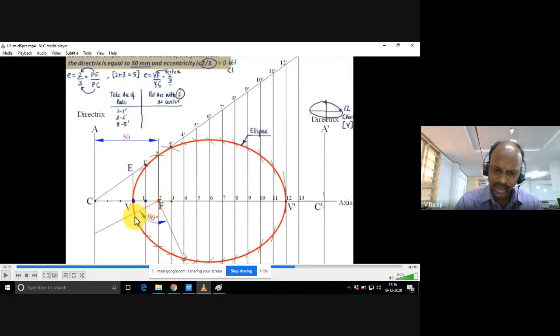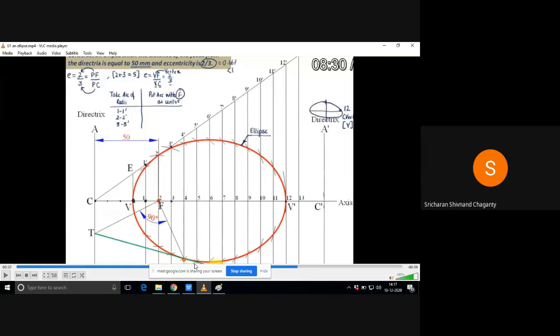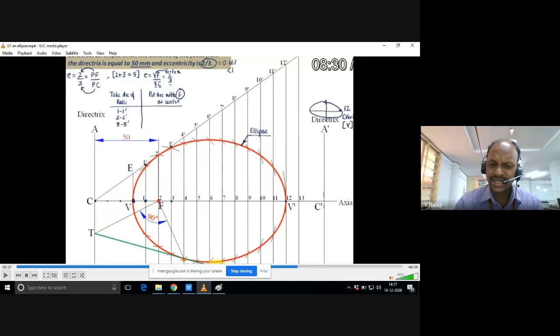Now, this is the first line. After selecting a point on the curve, I have joined it to the focus. To that line, I have drawn a perpendicular line which is intersecting the directrix at a particular point. From that point, I have joined to the already selected point on the curve. That is going to be your tangent.